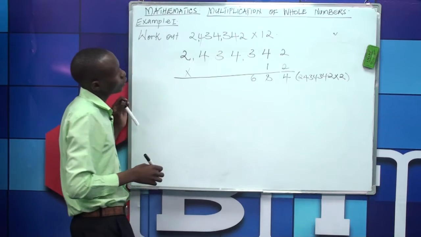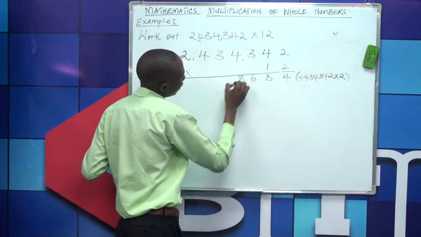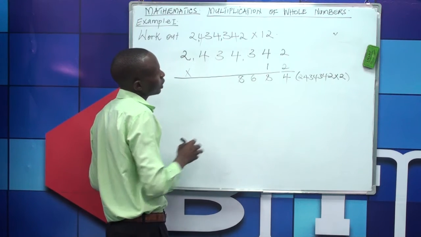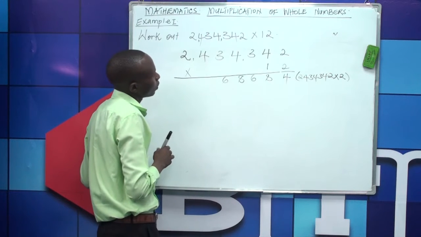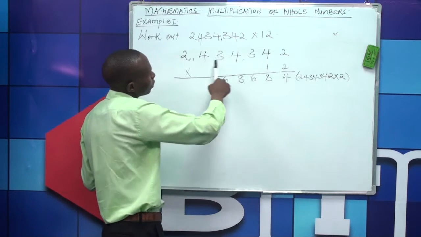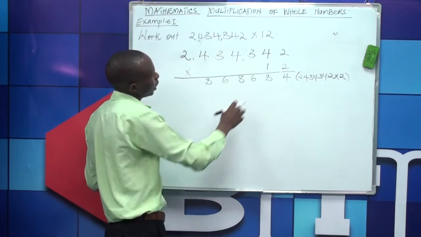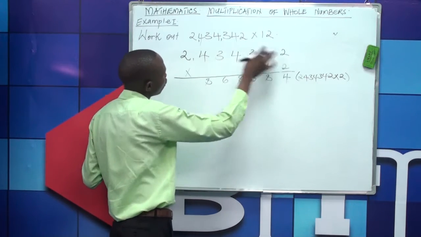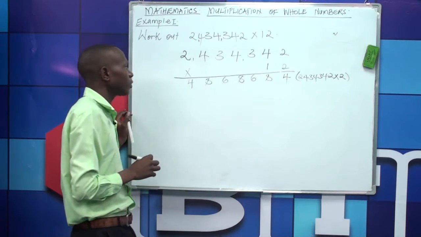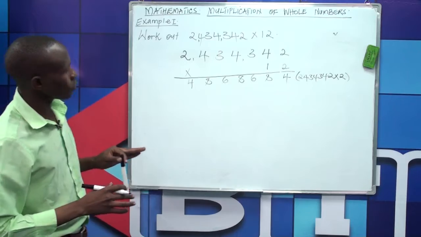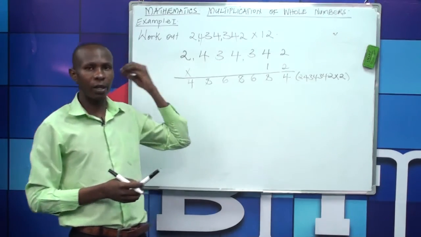Then we shall have 2 times 4, which gives us 8. At the same time, 2 times 3 gives us 6, and 2 times 4 gives us 8. Then finally, on the first digit, 2 times 2 results in 4. So that is the first step for 1s. We have got our digit and we have multiplied with everything.